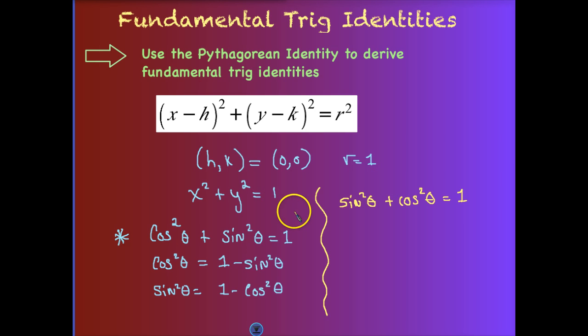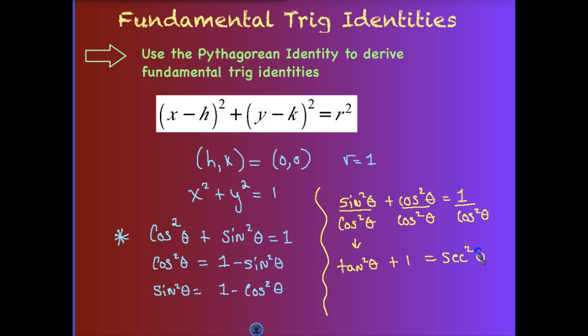Think about what tangent is. Tangent is sine over cosine. So what if we take and we divide all of these trig functions by cosine squared theta? Let's see what we get. This one becomes tangent squared theta. This one becomes 1, and 1 over cosine squared theta is equal to secant squared theta.